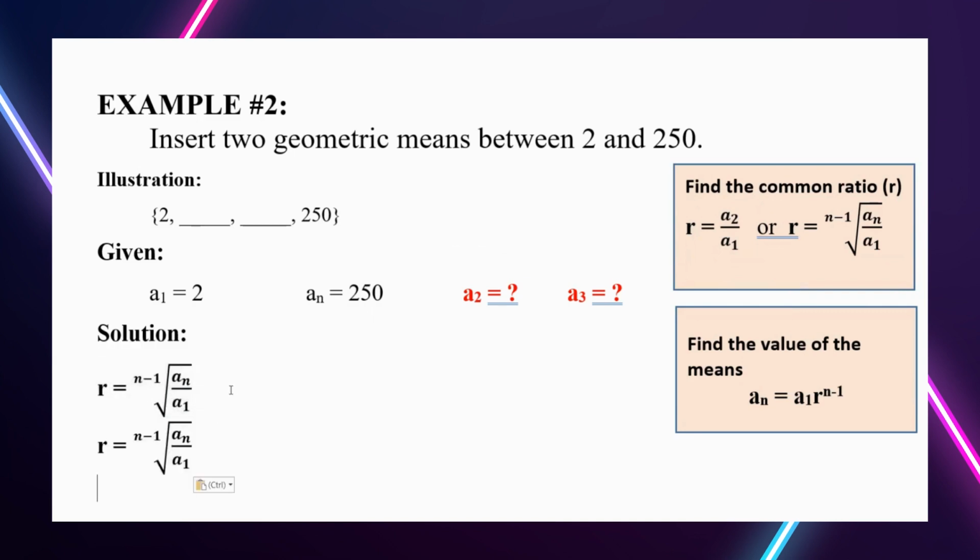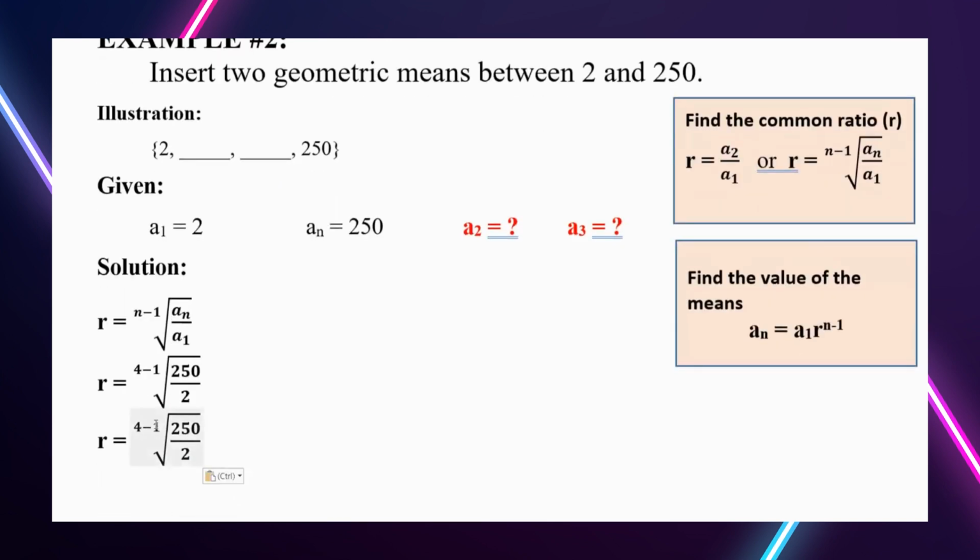Next step is i-substitute natin ang value ng n sa ating formula na kung saan makikita natin sa ating illustration. So meron tayong 2 and 250 plus yung dalawang blank na hinahanap natin sa pagitan nito. Kaya ang n natin ay 4. Ang value ng a sub n natin or the last term is 250. At ang value ng a sub 1 natin or first term is 2. Now, let us simplify.